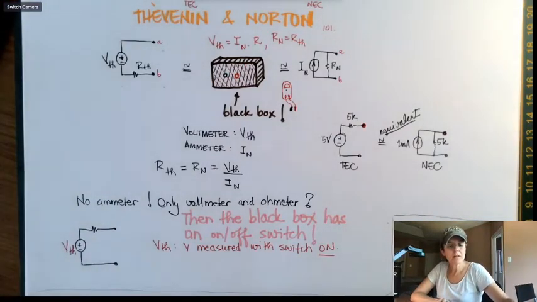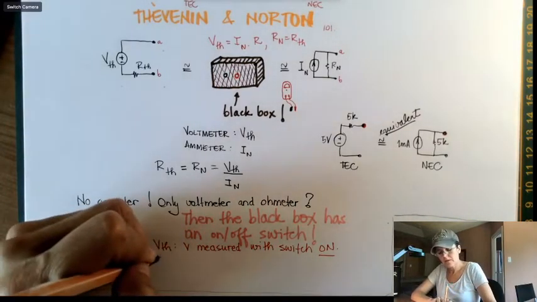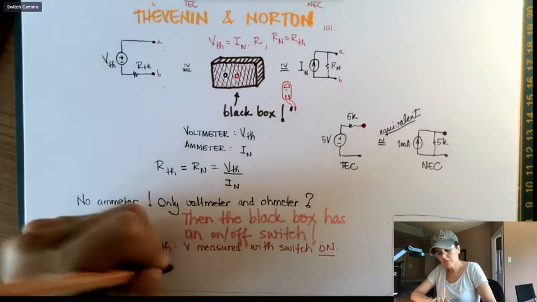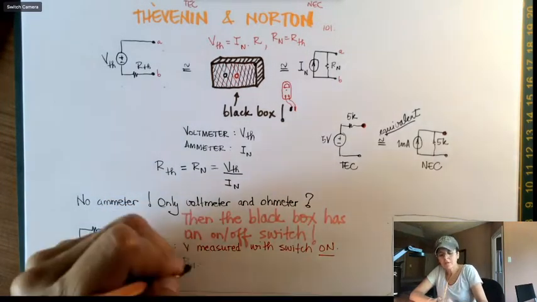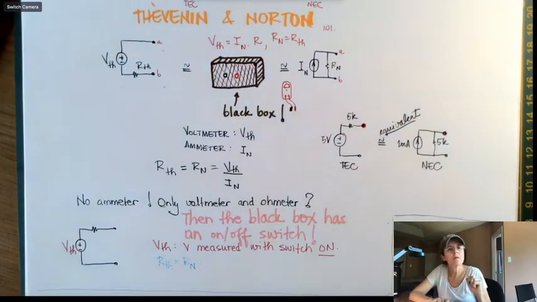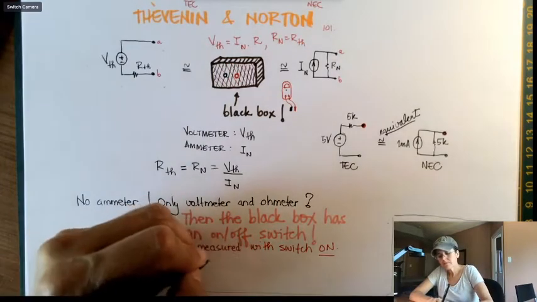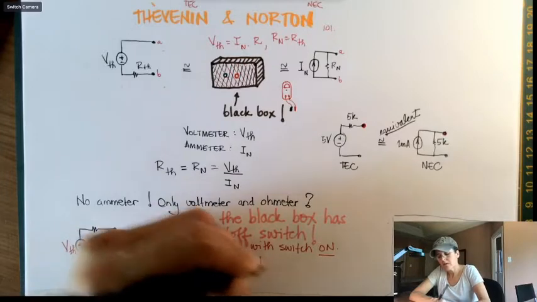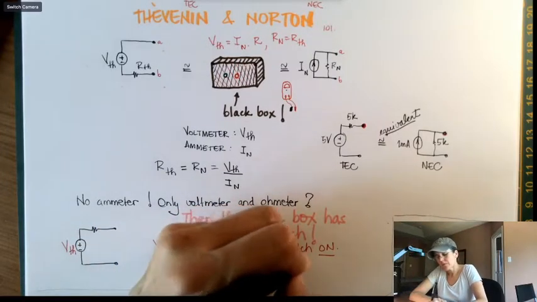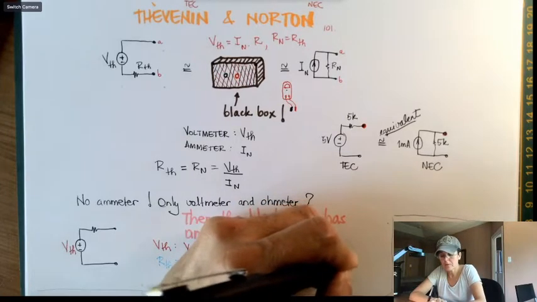But what happens is that the RTH or the RN measured, it's the resistance. It's the resistance measured with the switch off. So in terms of circuits, I'm going to do an example.